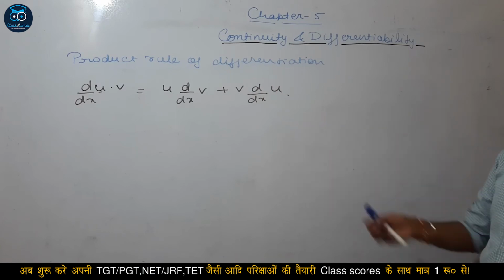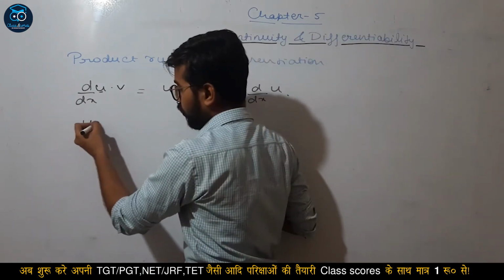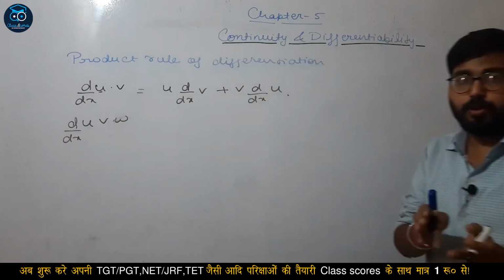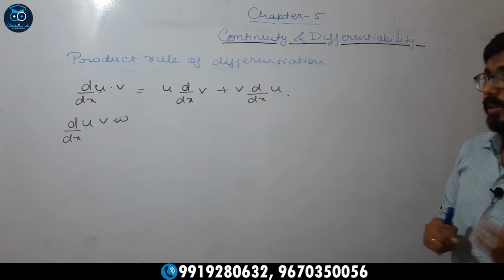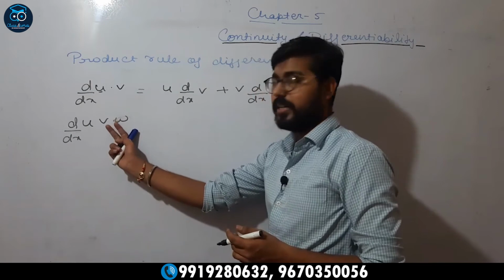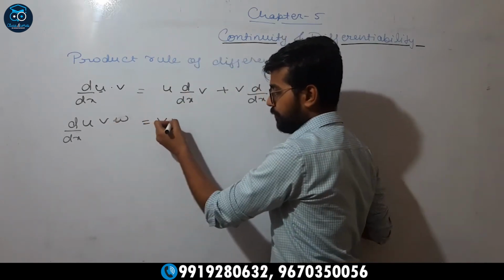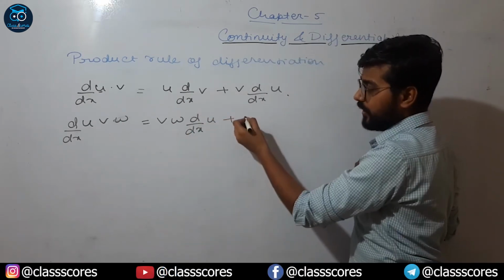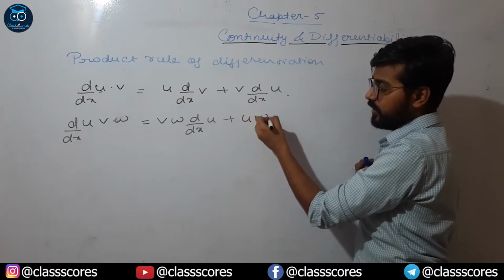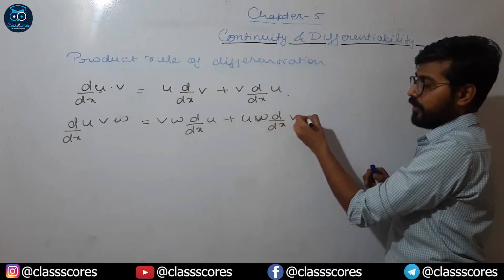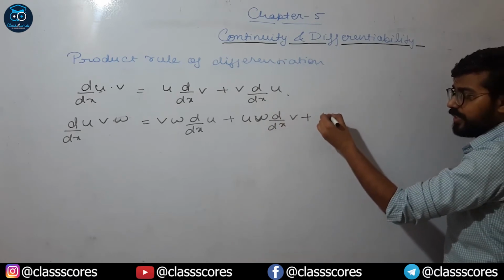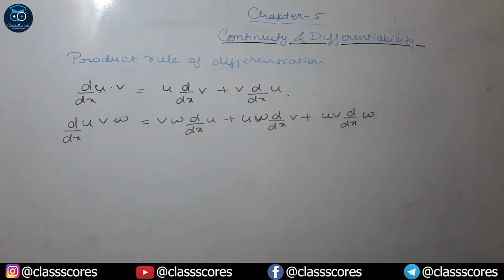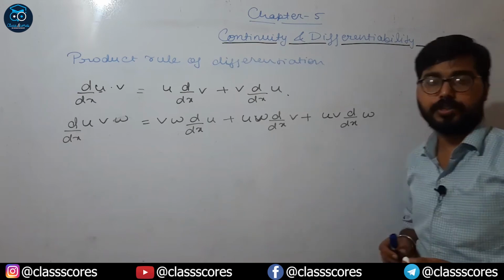Suppose a product is given for three terms, that means u, v, w. Then in that case we have to differentiate all the terms one by one. When u is differentiated, then v and w will be considered as constant terms. Then differentiate u. Plus, when v is differentiated, then the remaining two terms will be considered as constant terms. And at last, when w is to be differentiated, then u and v will be considered as constant functions. So this is the basic product rule for differentiation.